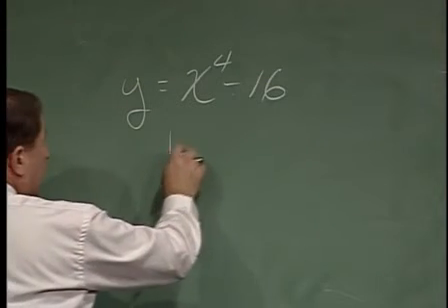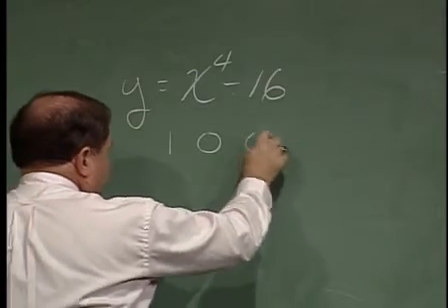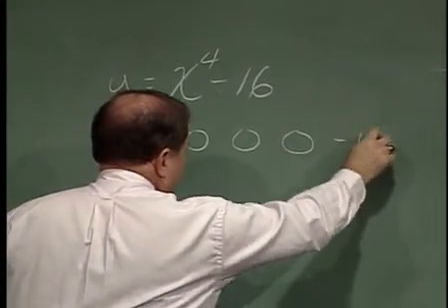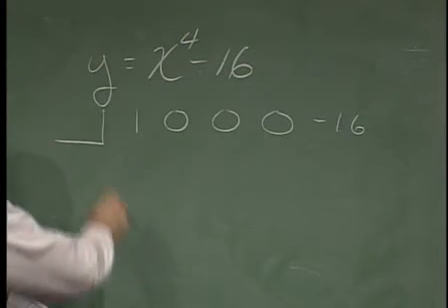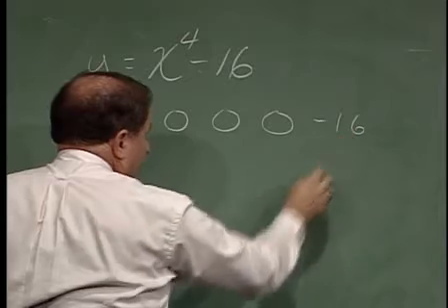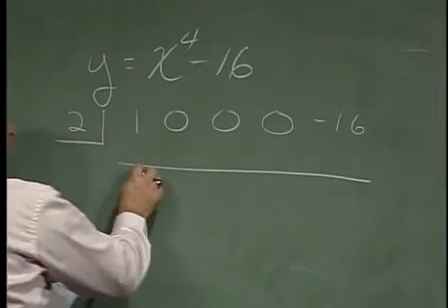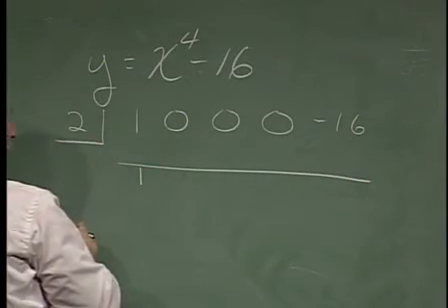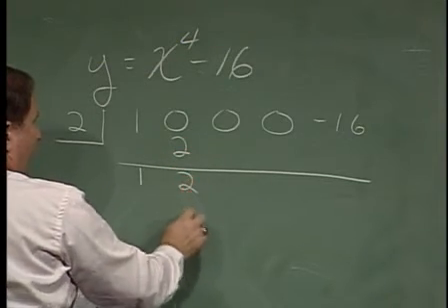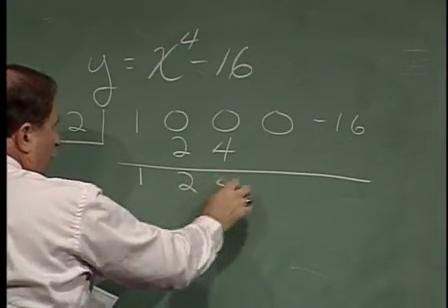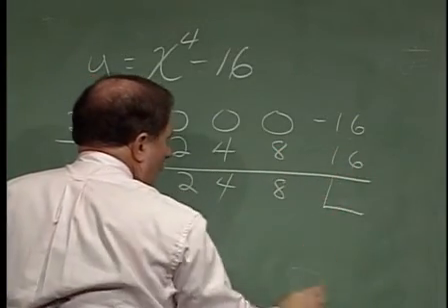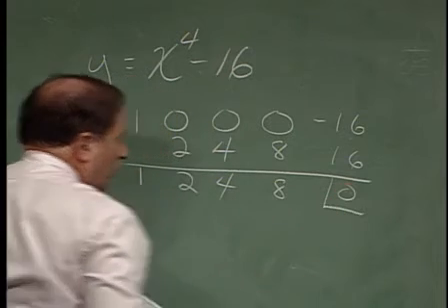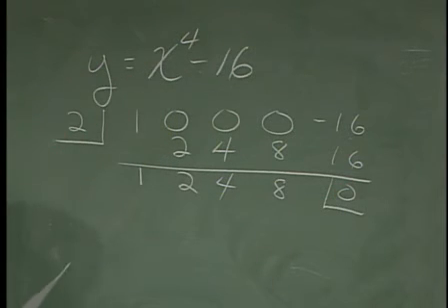Well, we have 1, x cubed is 0, 0x squared, 0x, and negative 16. Let's choose, how about a 2? 2 is a factor of 16. And we get 1, and 1 times 2 is 2. We add, 2 times 2 is 4. 4 times 2 is 8. 8 times 2 is 16. And what we have is an answer. x equals 2 is a solution, is a 0.